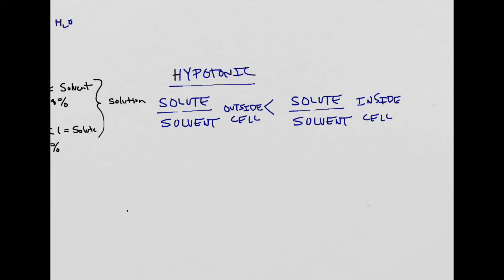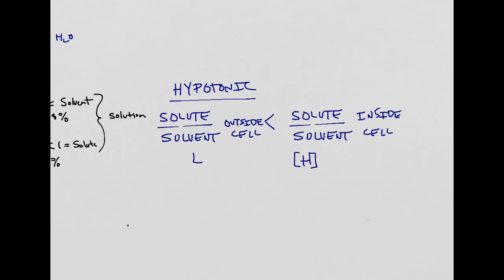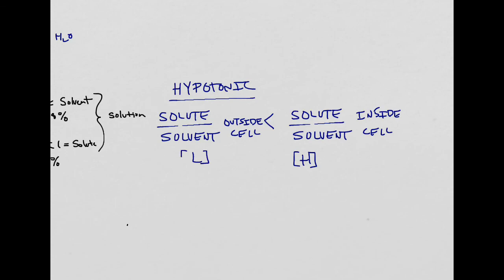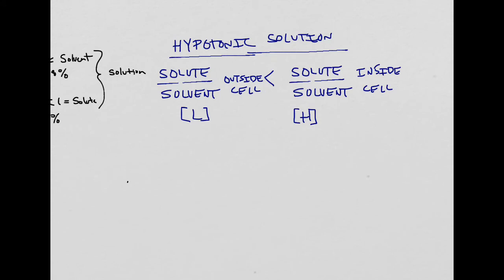Basically, there's a higher concentration of salt inside the cell than there is outside the cell. And that's what a hypotonic solution is. So, in the case of a hypotonic solution, we're going to have water, H2O, moving inside the cell. And we have a special name for this. It's called cytolysis.